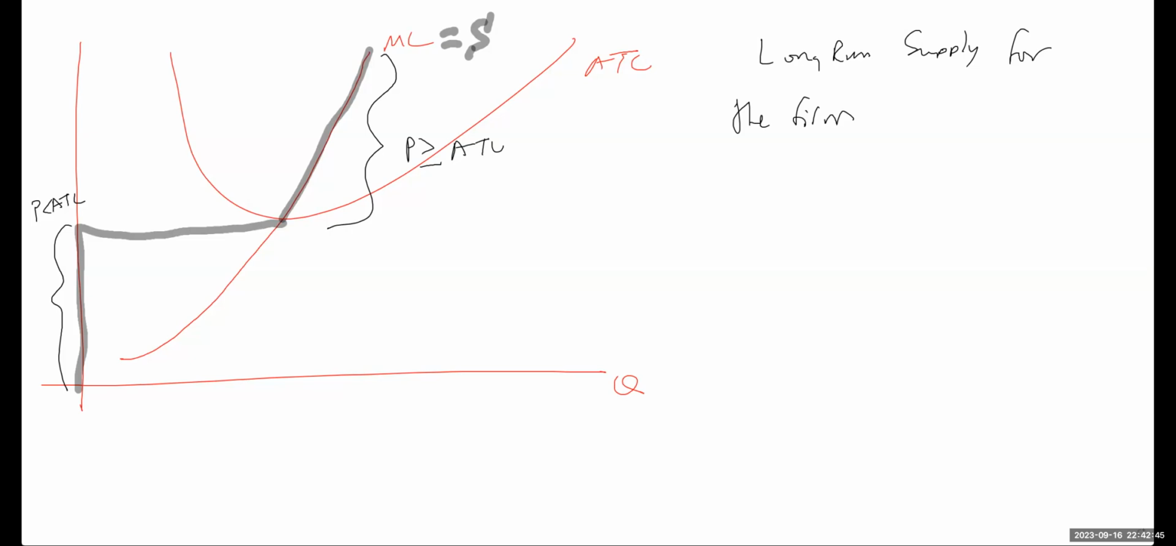All right. Now, given this, we just learned the long run and the short run supply curves for the individual firm. So now what we're going to do is talk about the short run and the long run supply curves at the market level. Okay, so let's do this.